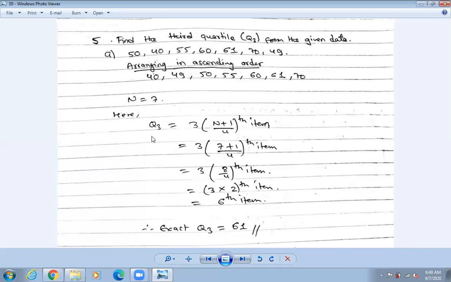And one more thing, your homework will be the previous exercise. You need to do everything. Complete all the previous exercises of the mean chapter, and from this median chapter, you need to submit me number 1, number 4, and number 5.